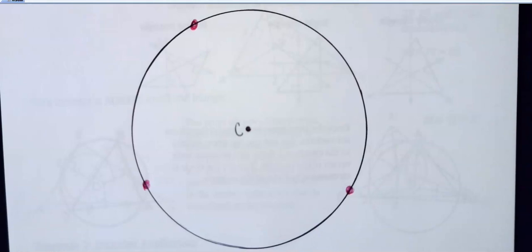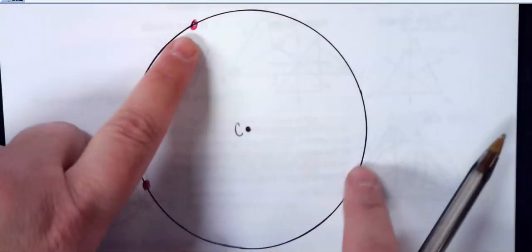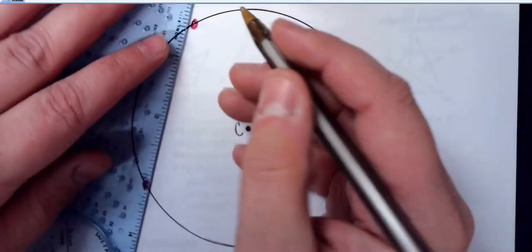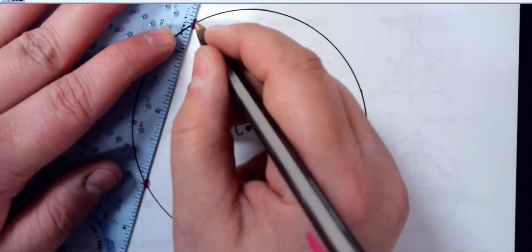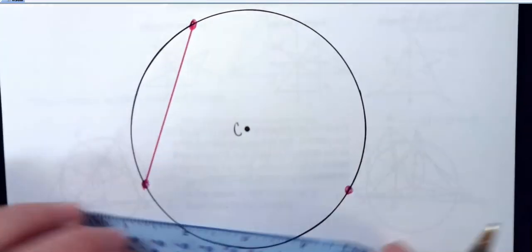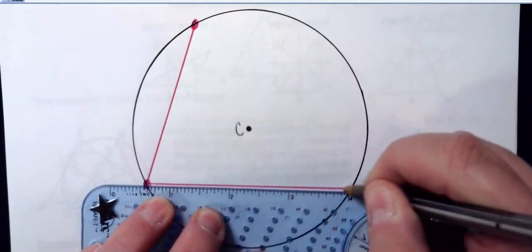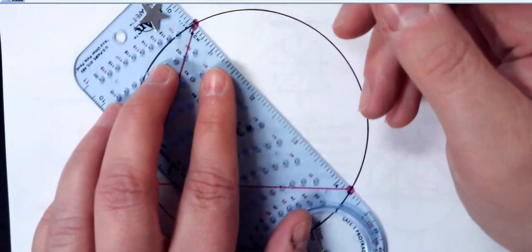Alright, so once you get the 3 points on the circle, we drew the circle, put the 3 points, and then I'm just going to play connect the dots. We're going to make a triangle here. So each vertex of the triangle that we're drawing here is on the circle.